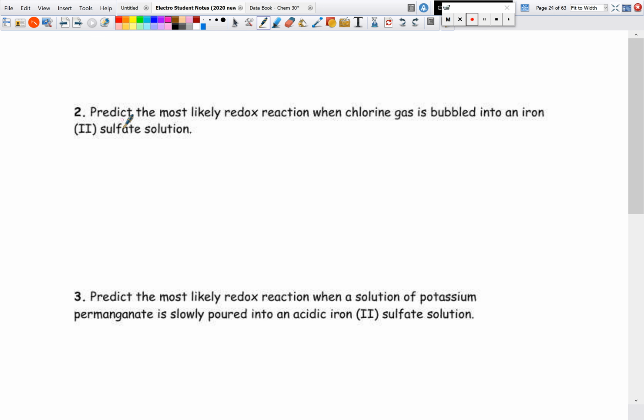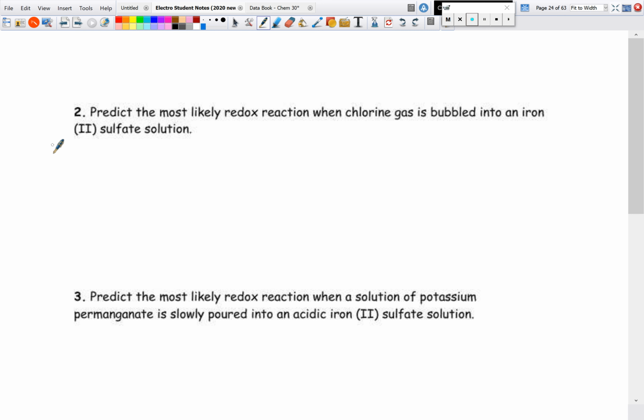So example 2, we have: predict the most likely redox reaction when chlorine gas is bubbled into an iron 2 sulfate solution. Now, when you're reading questions like this, like the whole thing about being bubbled, remember chlorine is a gas, so the only way to get a gas to react inside of our solution is you have to find a way to get the gas into it. So really it's just connecting a hose into it and bubbling it through the solution essentially. But how we solve this will be the same.